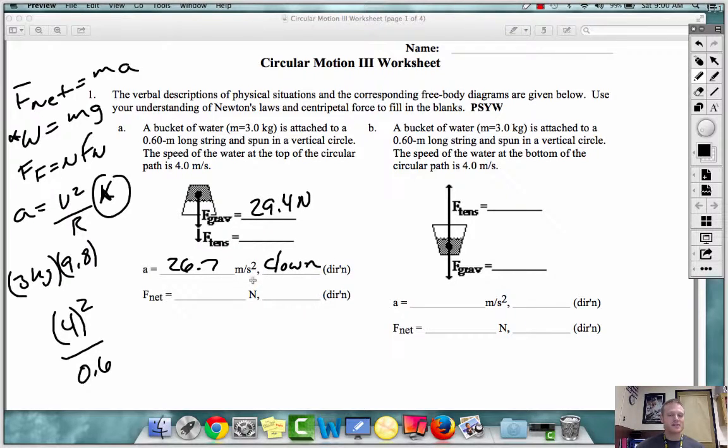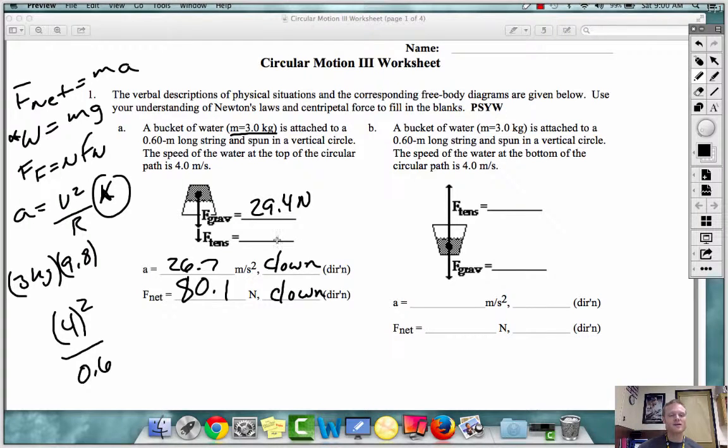Now that I have the acceleration, I have a feeling I could figure out the net force acting upon this bucket if I use the acceleration I just calculated times the mass that they give me of the bucket, which is 3 kilograms. So if you take 3 times 26.7, I get an F net of 80.1 newtons. And the net force is always directed in the same direction as the acceleration, so that too would be directed down. Now I realize I'm flying through this really fast, but this hopefully will just kind of give you a grounding in how to solve these problems, and you can take your time on some of the other ones.